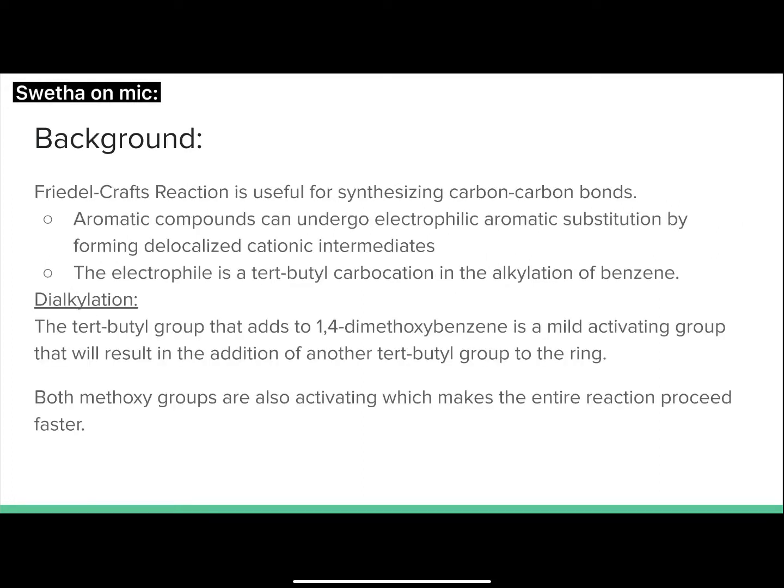Friedel-Crafts reaction is useful for synthesizing carbon-carbon bonds. Aromatic compounds can undergo electrophilic aromatic substitution by forming delocalized cationic intermediates. The electrophile is a tert-butyl carbocation in this alkylation of benzene reaction. Dialkylation is what we see in this reaction.